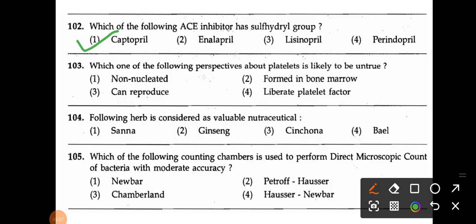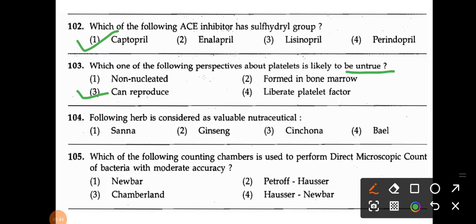Okay, the next one: which one of the following statements about platelets is likely to be untrue? Very important, they are asking the untrue one about platelets. Non-nucleated, formed in bone marrow, can reproduce, liberate platelet factor. All are true about the platelet except, right? So that is option 3, can reproduce, because platelets are definitely non-nucleated, formed in bone marrow, and liberate platelet factor, but they cannot reproduce. So that's why they are asking the untrue, and can reproduce is the answer to question number 103.